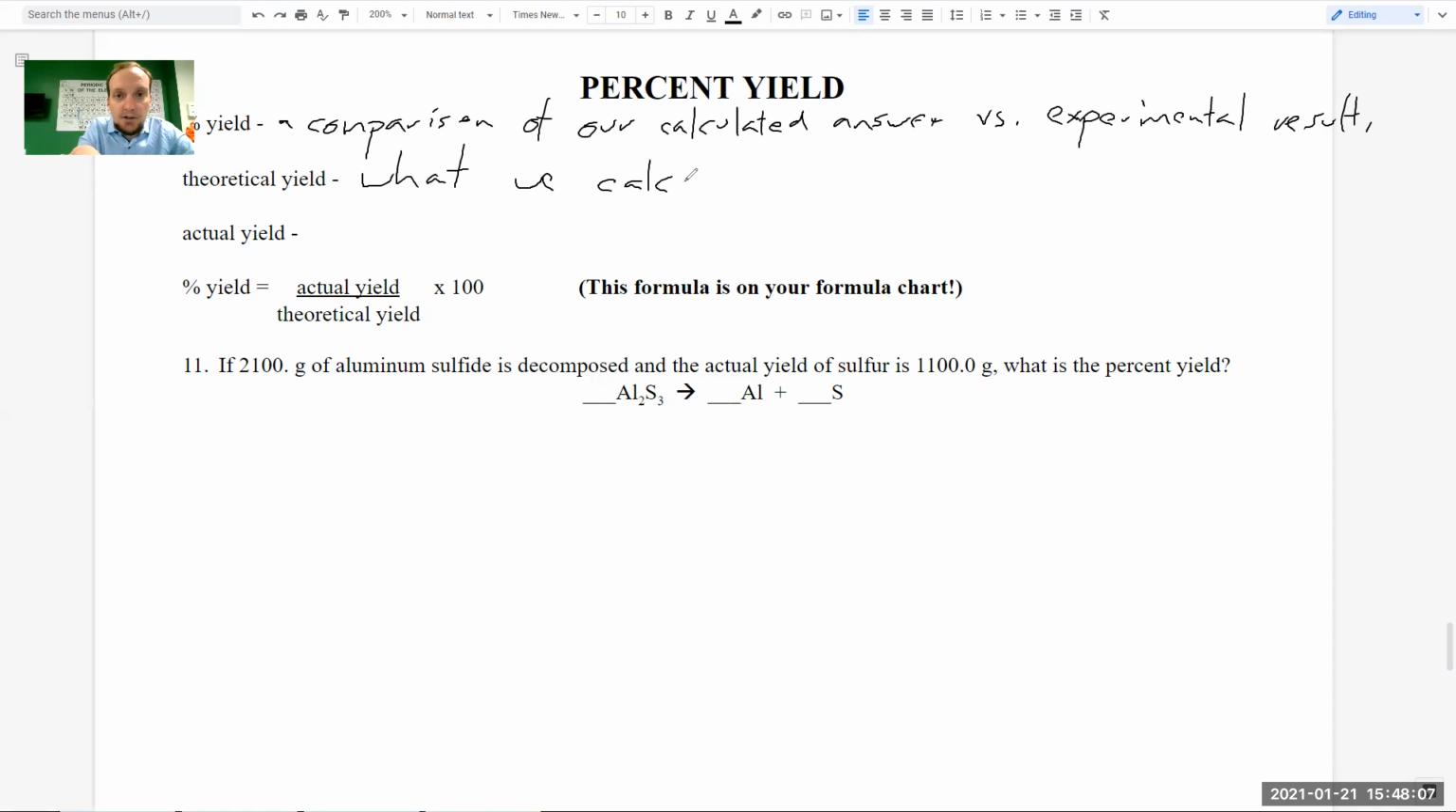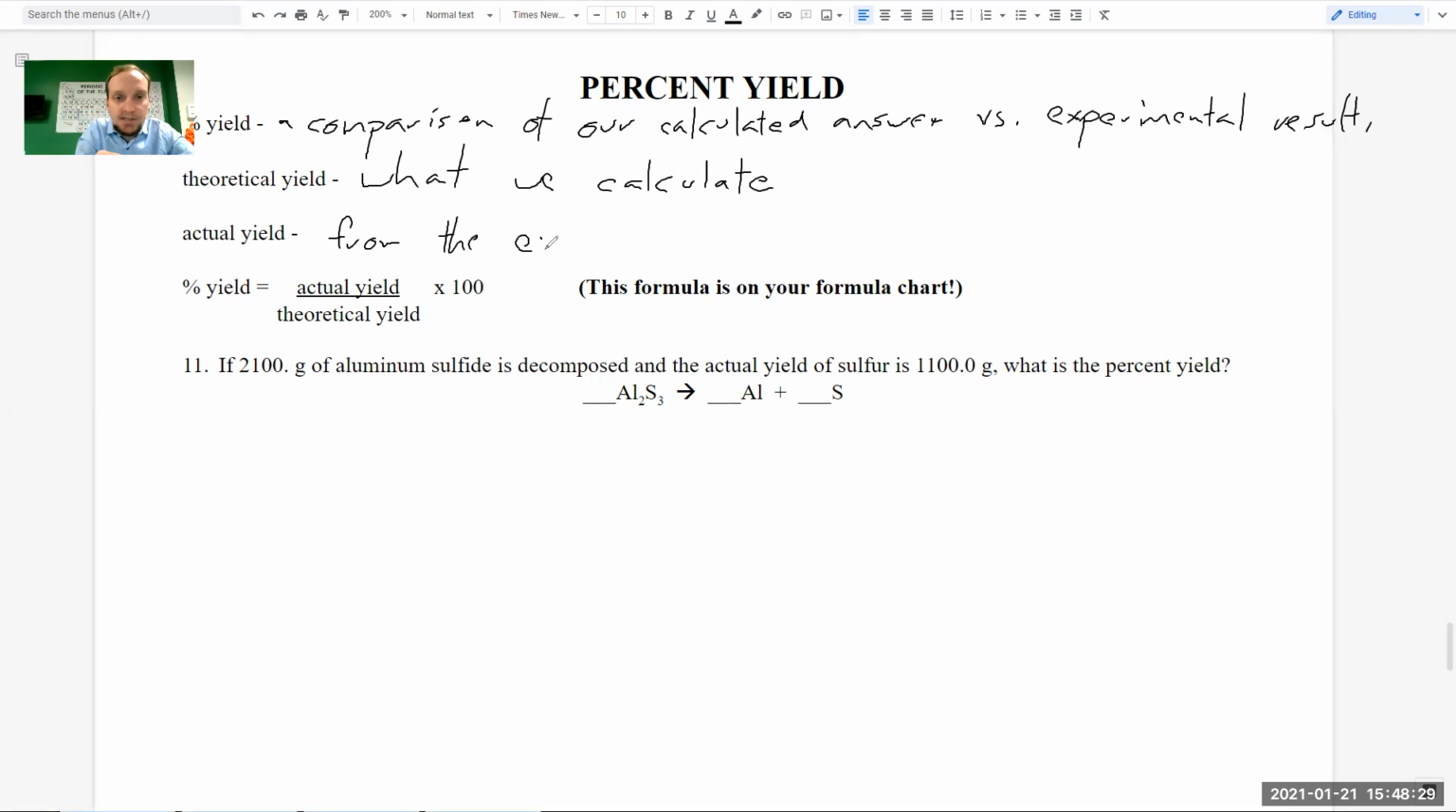So when we do a calculation on a piece of paper, that is theoretical. We haven't actually done the experiment. We're just using a calculator and a pencil and some paper to know what we should get, right? That is theoretically speaking, because we haven't done anything as far as an actual experiment. The actual yield is from the experiment itself.